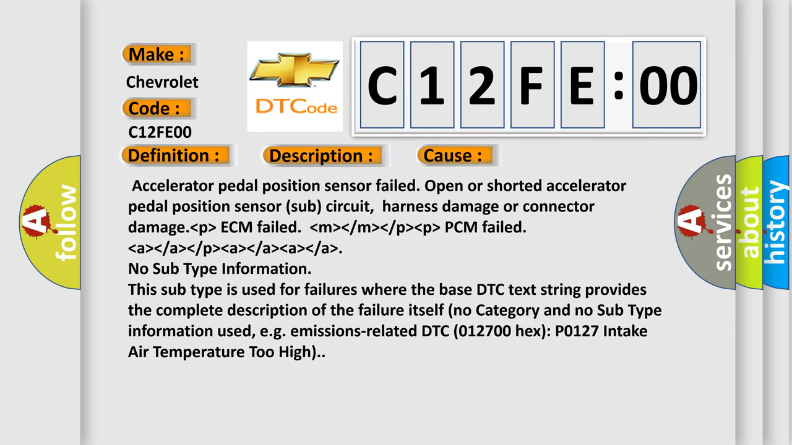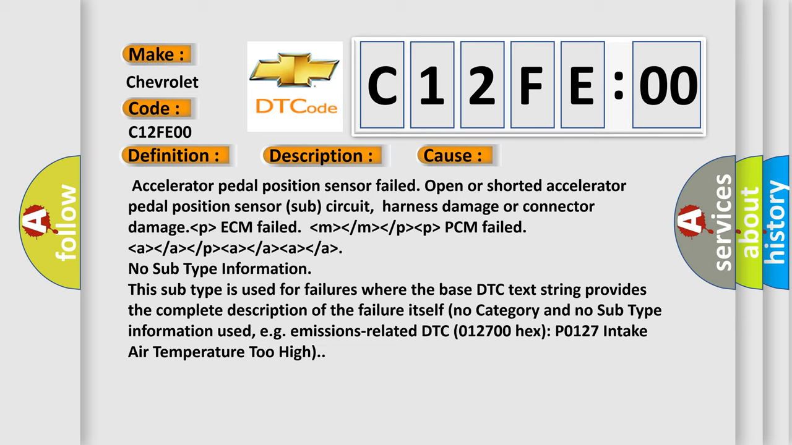P higher than ECM failed, lower than M higher than lower than or M higher than lower than or P higher than lower than P higher than PCM failed, lower than a higher than lower than or a higher than lower than or P higher than lower than a higher than lower than or a higher than lower than a higher than lower than or a higher than no subtype information.